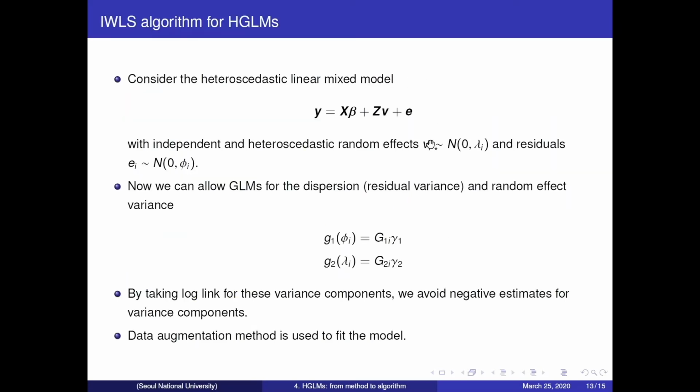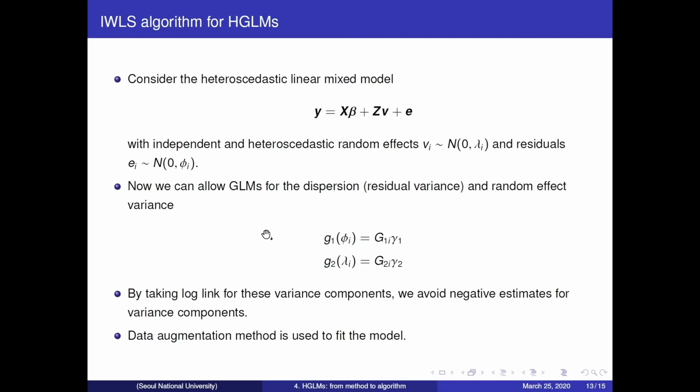IWLS algorithm for HGLMs. To begin with, we can consider the heteroscedastic linear mixed model following these equations. With independent and heteroscedastic random effects, v_i follows a normal with mean 0 and variance lambda_i, and the residuals e_i follow a normal with mean 0 and variance phi_i. Now, we can allow GLMs for dispersions, or residual variance and random effect variance, following g1(phi_i) and g2(lambda_i). By taking a log link for these variance components, we avoid negative estimates for variance components.